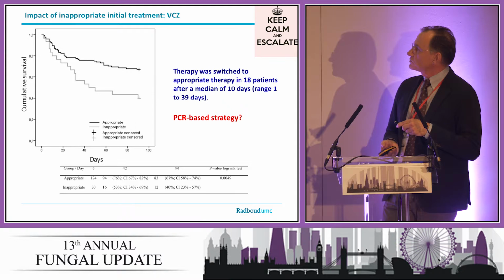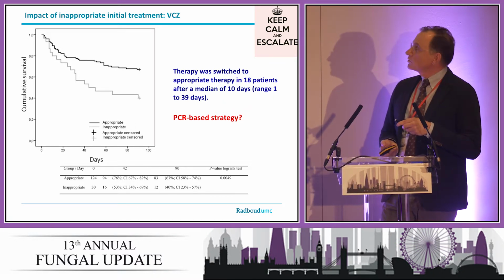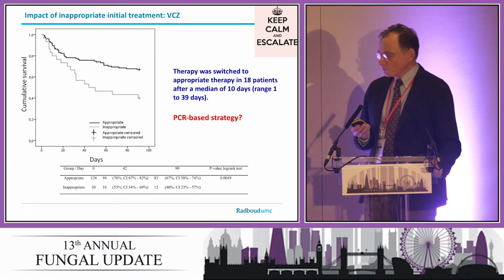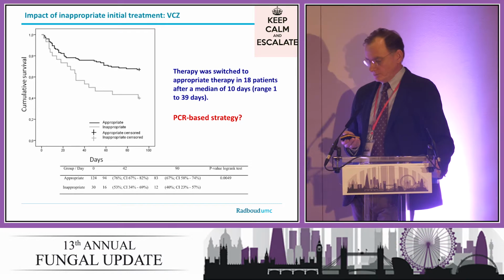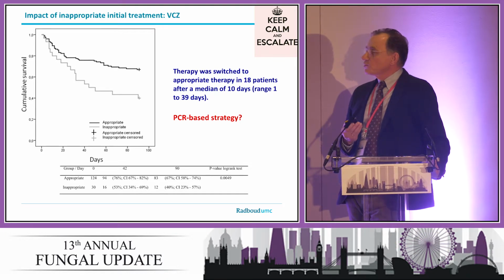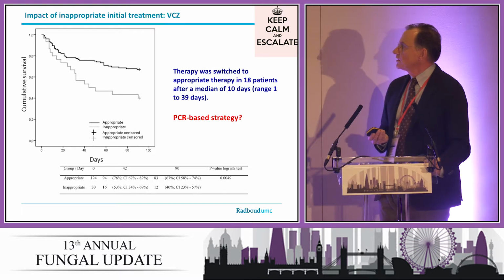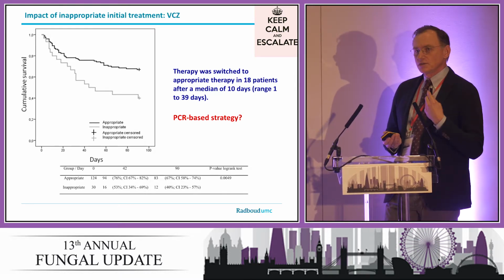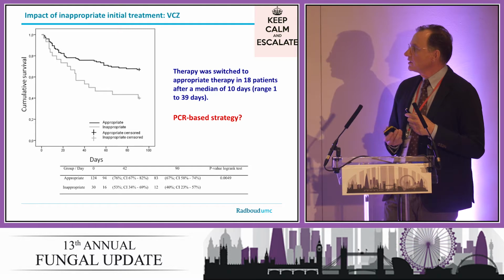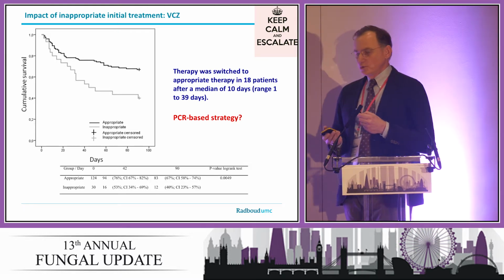So when based on culture, the median time to switch was 10 days, and it only occurred in 18 patients. So other patients had probably died before resistance was detected. So probably we need to switch earlier if we want to do an escalation strategy, and maybe a PCR-based strategy, where you find the mutations directly in clinical samples, would be a good approach.